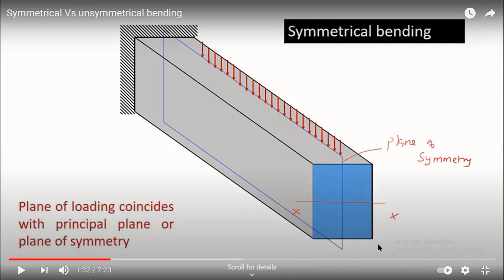See, let us take a symmetrical rectangular section, which is in a cantilever way. Okay, so it's a cantilever beam. So you can see the rectangular section which is symmetrical to the x-axis, and this is the plane of symmetry with respect to the y-axis. So here what happens when you apply your load? The load is coinciding with the plane of symmetry.